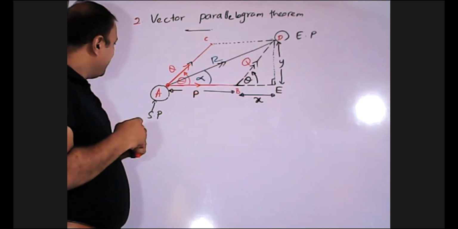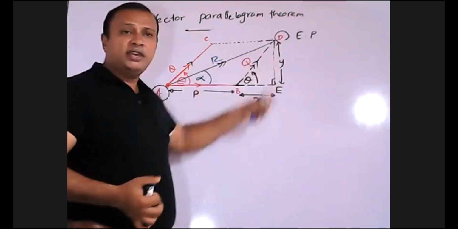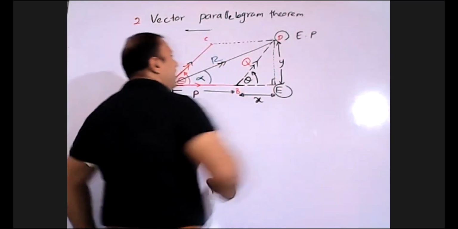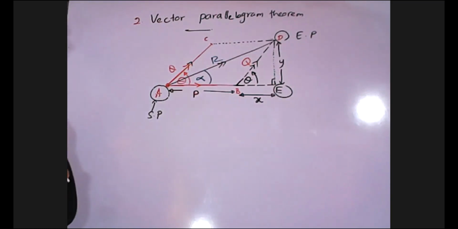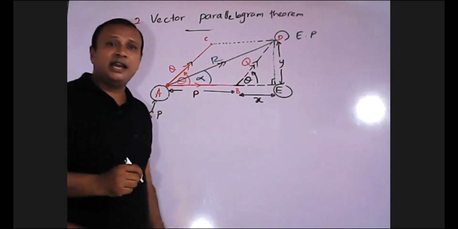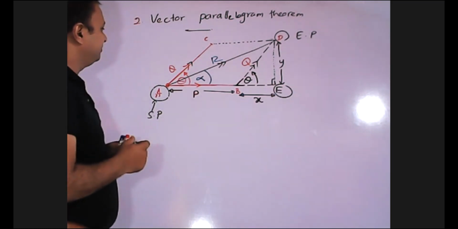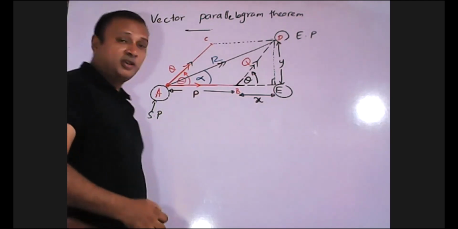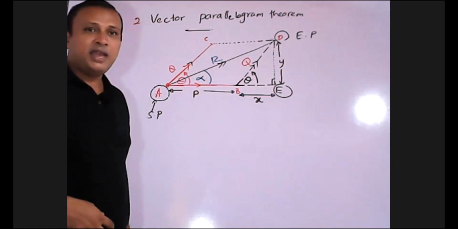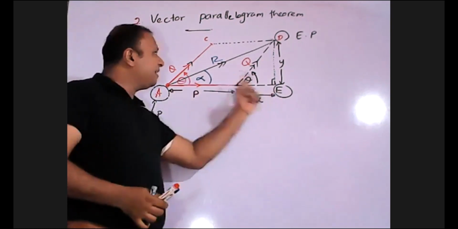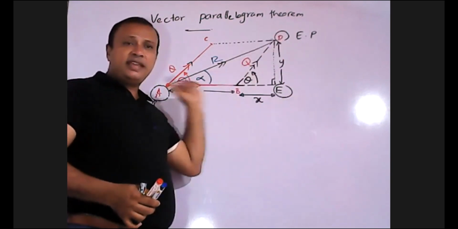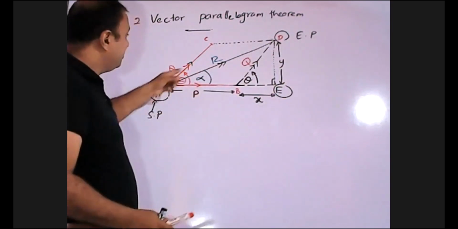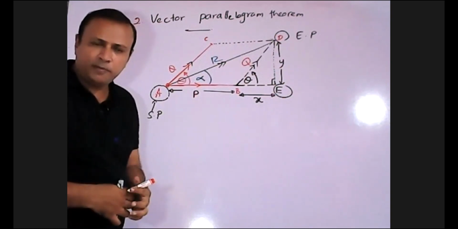Look at this AED triangle. What kind of triangle is it? It is a right angle triangle, no? Right angle triangle is a very good one, because I can apply Pythagoras theorem. I know AE and DE, so I can apply Pythagoras theorem to AED triangle. Then I can find the value of R. Did you get my point?